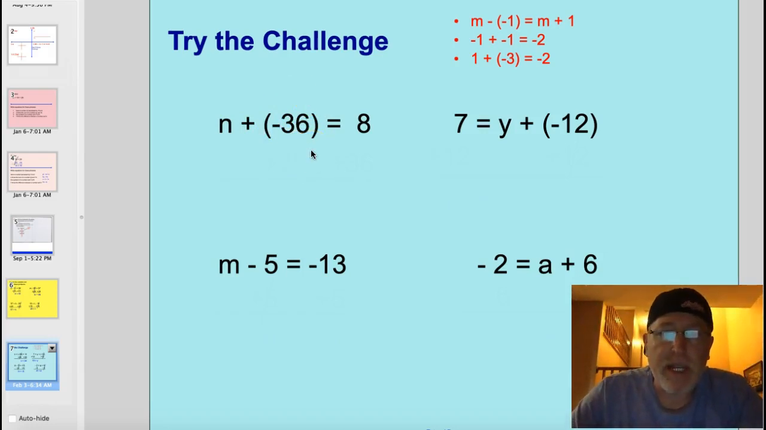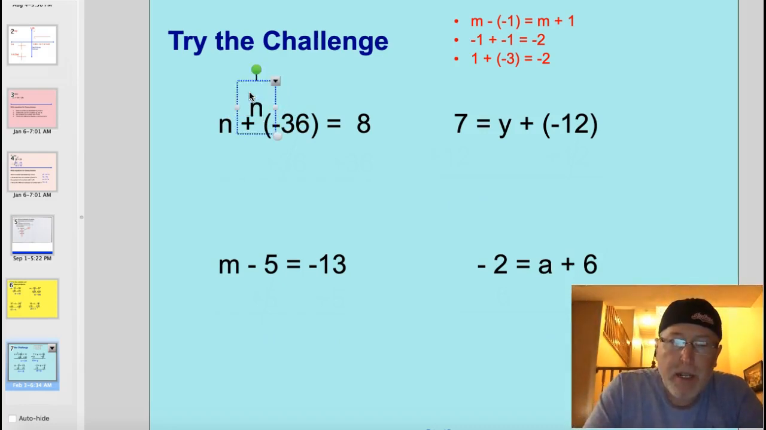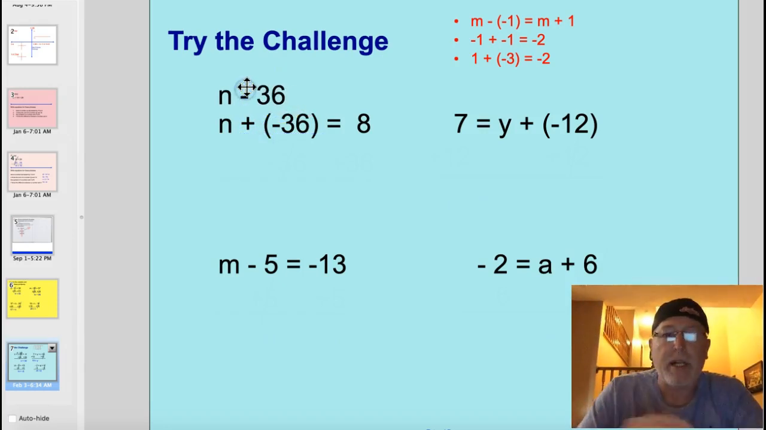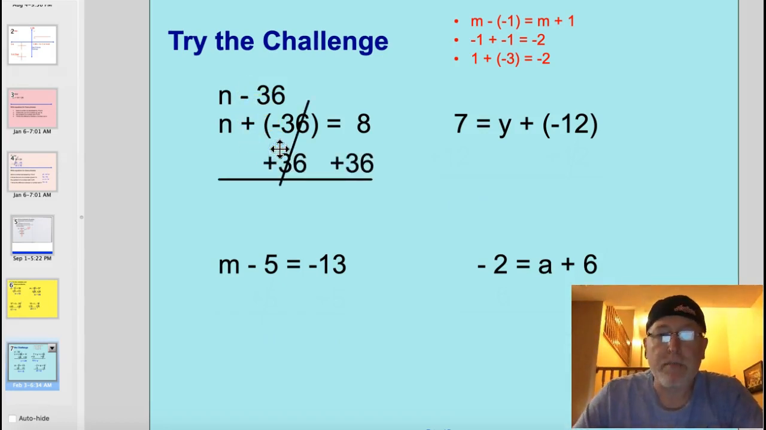All right, so try this one here. We have n plus a negative 36 equals 8. It's still a subtraction equation because n plus a negative 36 is just the same as n minus 36. They're the exact same thing. When you add a negative, it's the same thing as subtracting. So you just add 36 to both sides, and you end up with n equals 44.